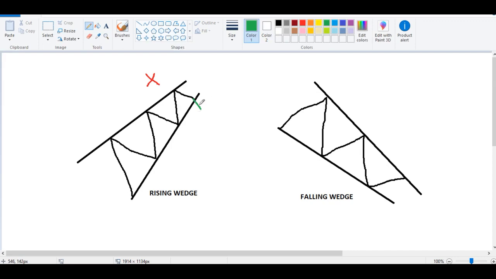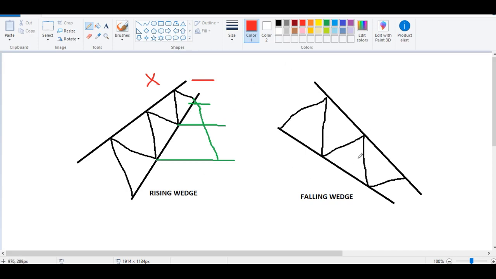So when it breaks out towards the bottom, I will enter on the breakout, with the first swing low as my first target and the second swing low as my second target. Stop loss can be the midpoint or the upper end of the wedge. So that was the rising wedge.